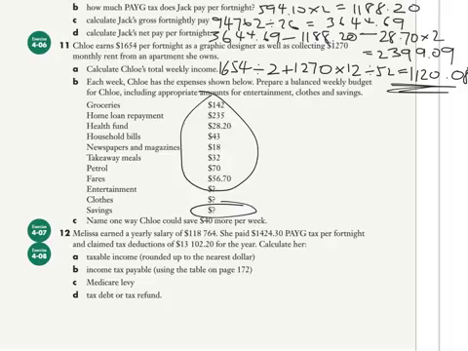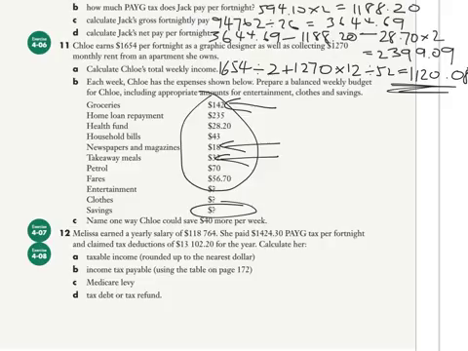Now, C, name one way Chloe could save $40 or more. I mean, she can maybe cut down on some of the more expensive groceries, or she can cut out some of that cost, or take away costs.